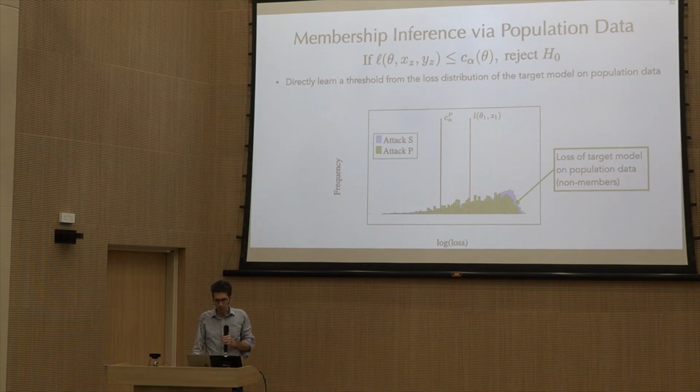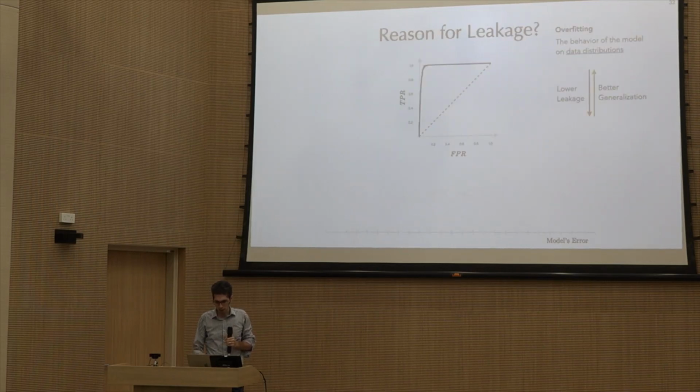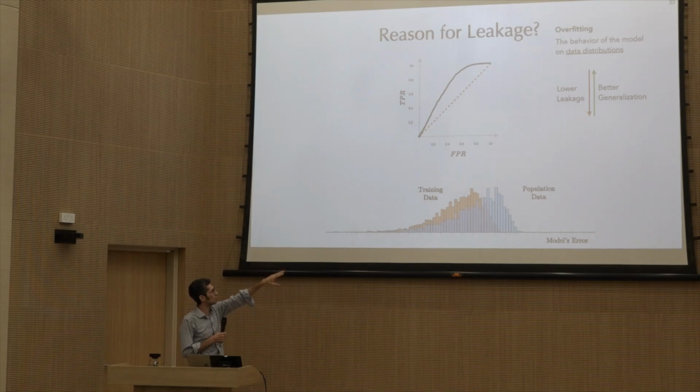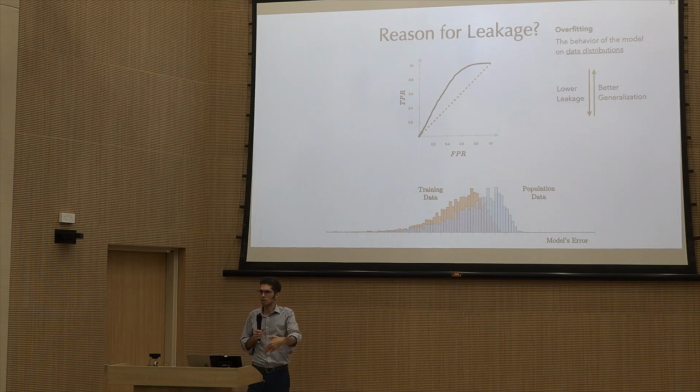So what are the reasons for leakage in this setting? Basically, if the model generalizes better, then there is less leakage. If the loss distribution on the population data is more or less the same as the loss distribution on the training data, then with this particular membership inference attack, you would not be able to detect members and non-members.